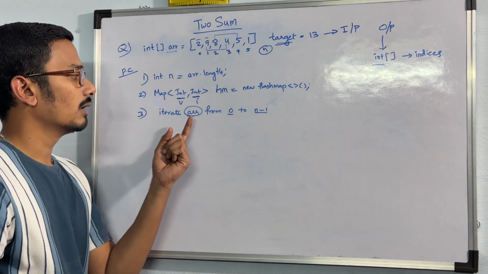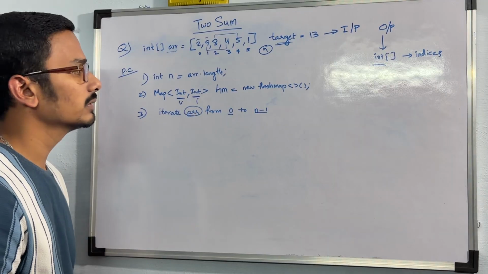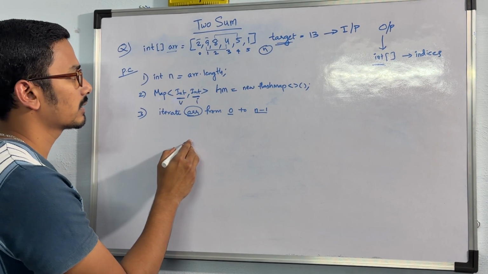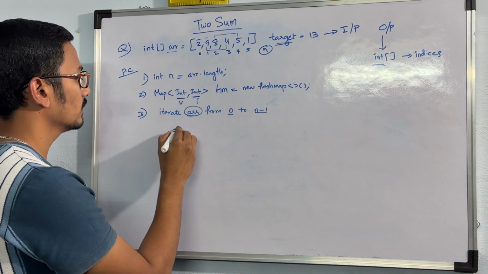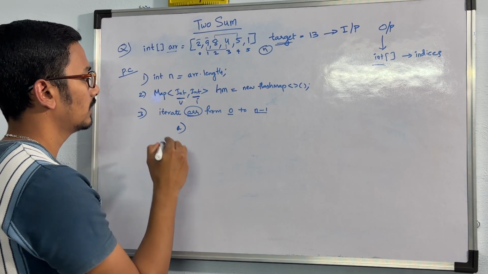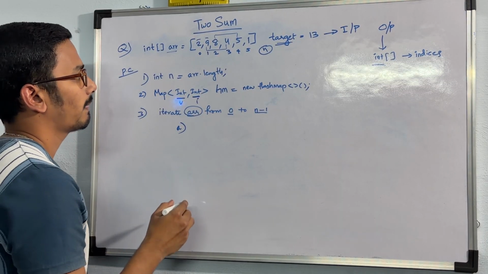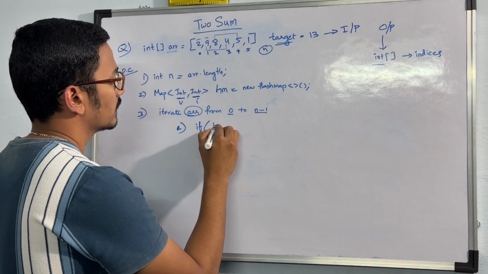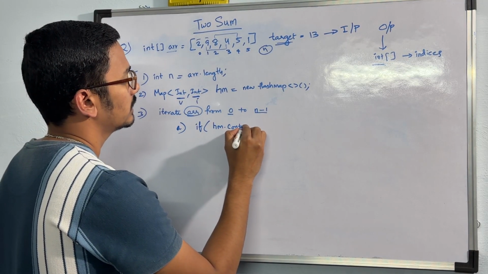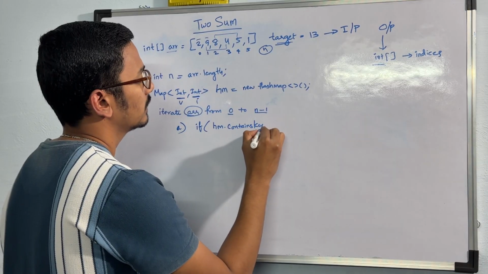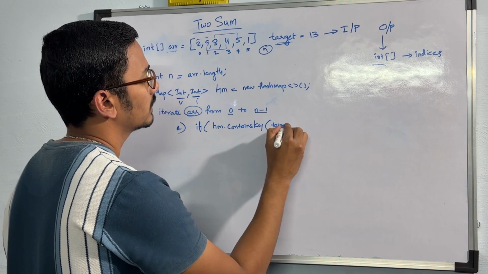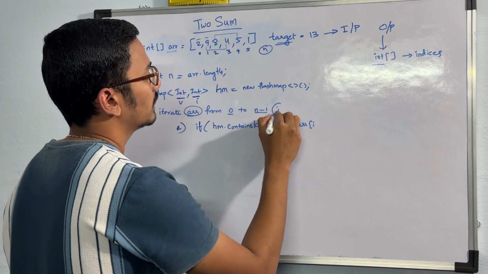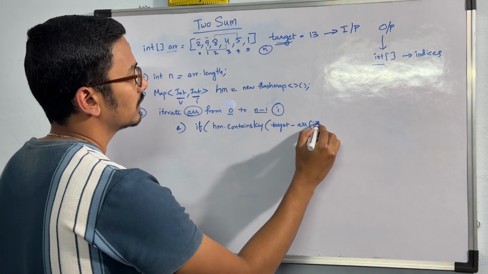It can be done using a for loop; mostly we use a for loop. So going inside the loop, the first step I'll do is check. I'll write an if condition: if hm dot contains key of target minus array of i. Here i will be the constant that we use to iterate.